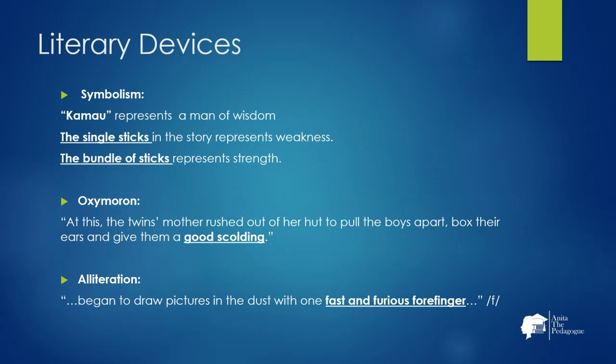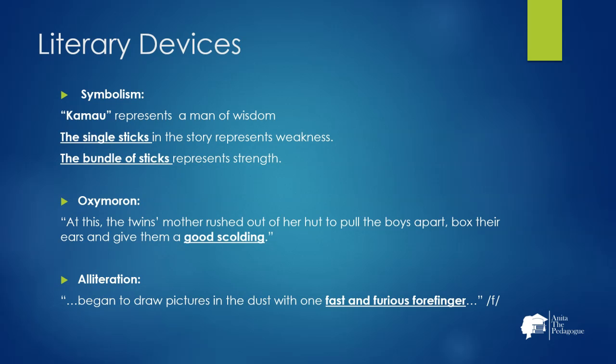We also have the literary device symbolism, and we see Kamal to be a symbol who represents wisdom, a man of wisdom. Also, the single sticks in the story represent weakness. The bundle of sticks also represents strength. So, when we talk about symbolism, it means using one thing to represent another thing. And we see Kamal to represent wisdom, a man of wisdom, and also the single sticks represent weakness and the bundle of sticks represents strength.